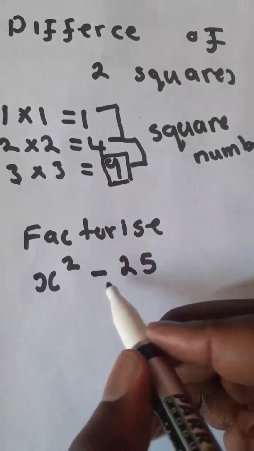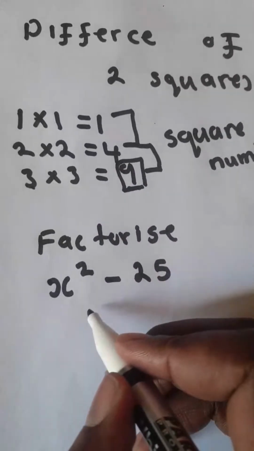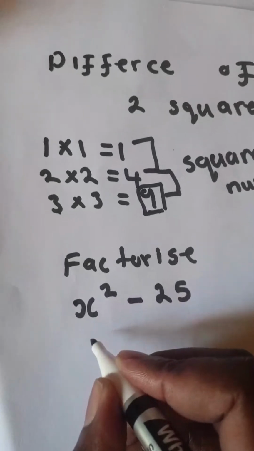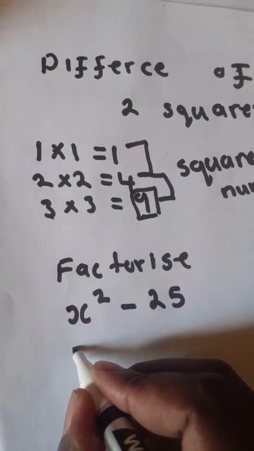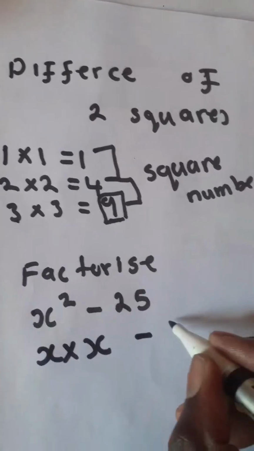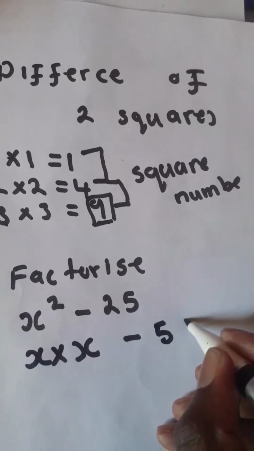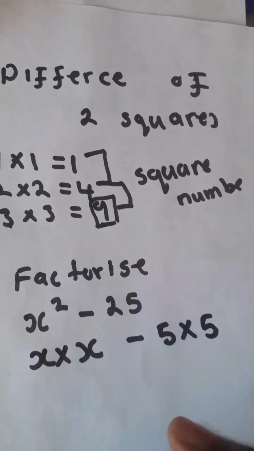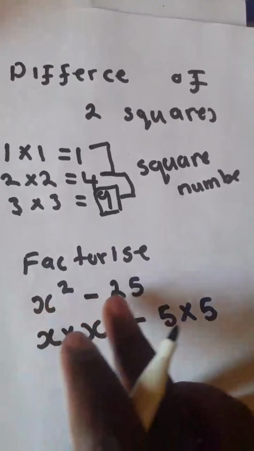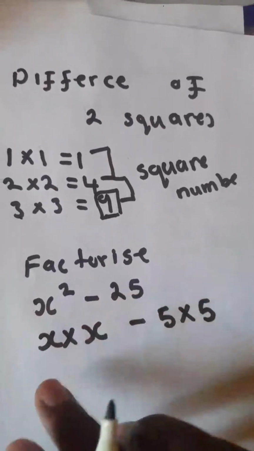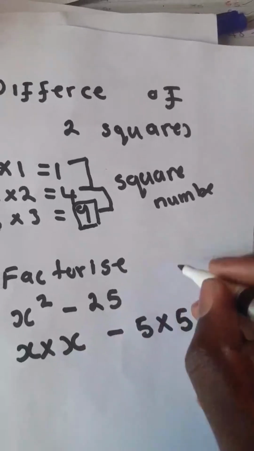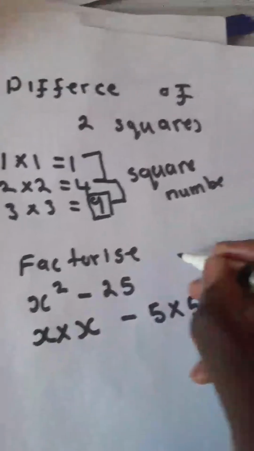Okay, so x squared minus 25. We want to factorize it. So this one is a factorization of difference of two squares. We are saying x squared is the same as x times x, and 25 is the same as 5 times 5. Our power is 2, x is to the power of 2, and we have a square number which is 25. If we multiply 5 times 5, we get 25.